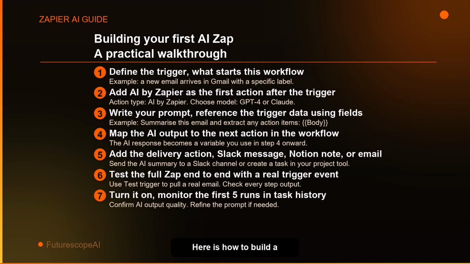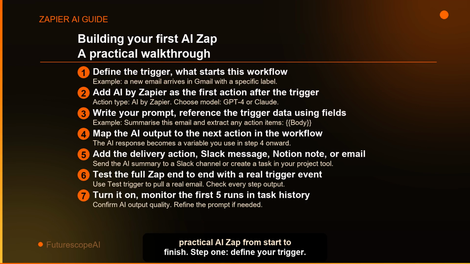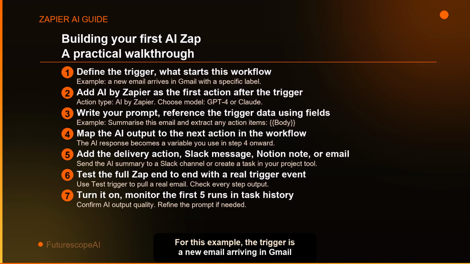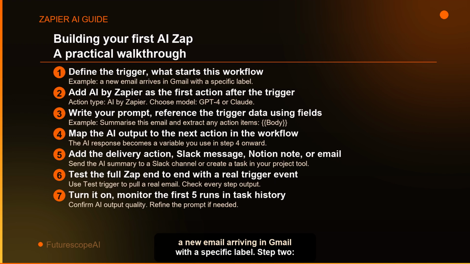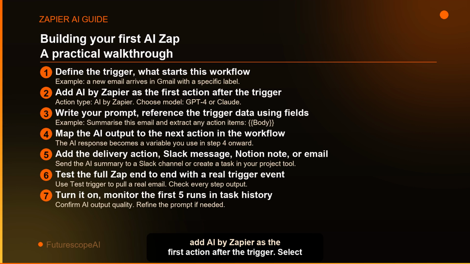Here is how to build a practical AI Zap from start to finish. Step 1. Define your trigger. For this example, the trigger is a new email arriving in Gmail with a specific label. Step 2. Add AI by Zapier as the first action after the trigger. Select AI by Zapier from the action list and choose your model, GPT-4 or Claude.